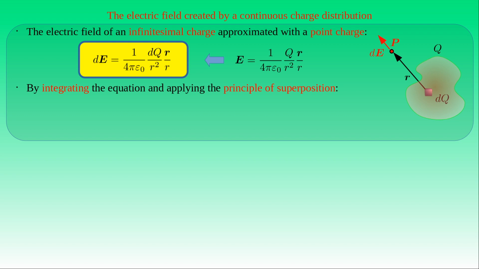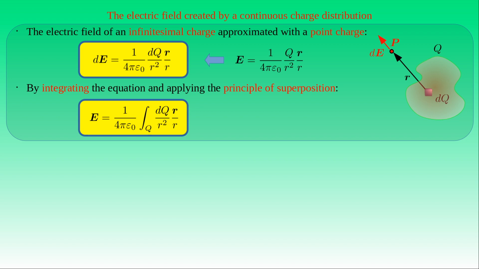Then the electric field E in the point P is given by 1 over 4 pi times epsilon naught, times the integral of 1 divided by r squared, times the vector r divided by its length with respect to the charge over the whole macroscopic charge Q. For the sake of completeness, we express the position vector r in the integral as the difference between the vectors rp and r prime, pointing from the reference point O to the point P and to the infinitesimal charge dq respectively.